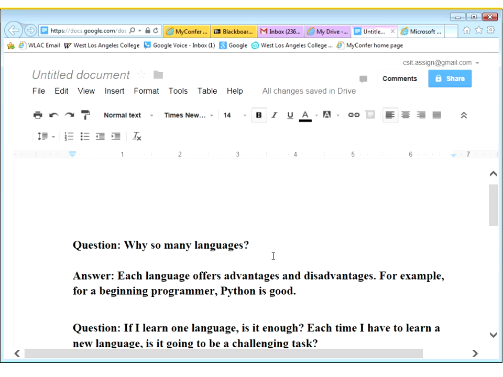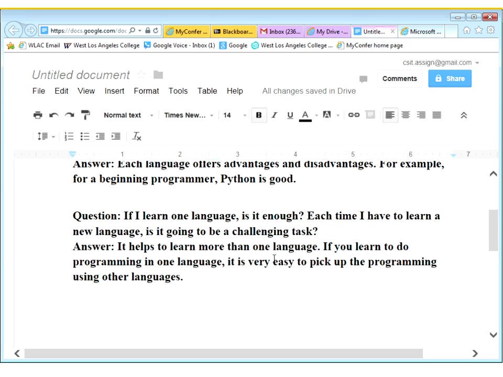Okay, if I learn one language, is it enough? Each time I have to learn a new language, is it going to be a challenging task? The answer is it helps to learn more than one language. If you learn to do programming in one language, it is very easy to pick up programming using other languages.